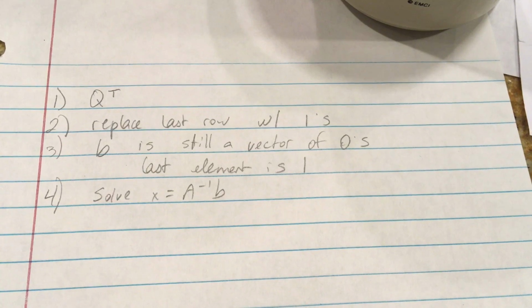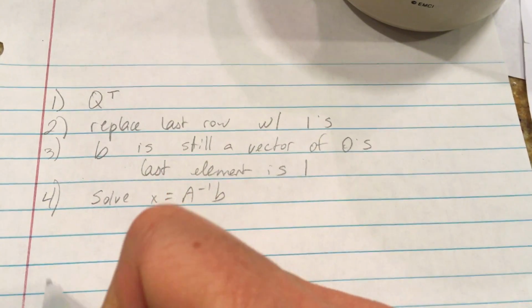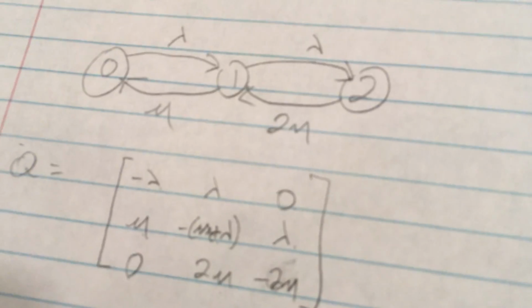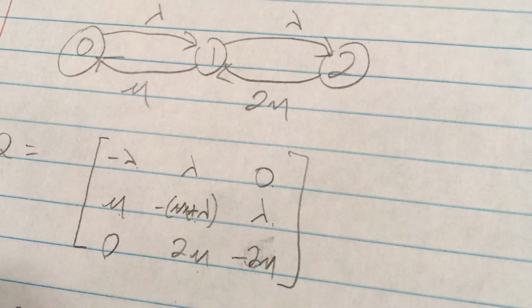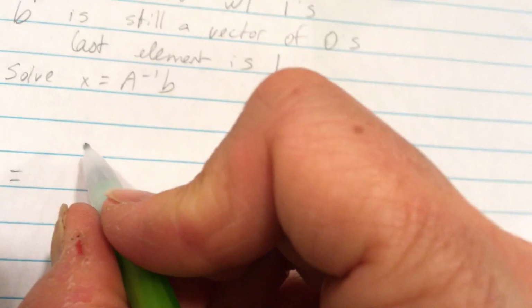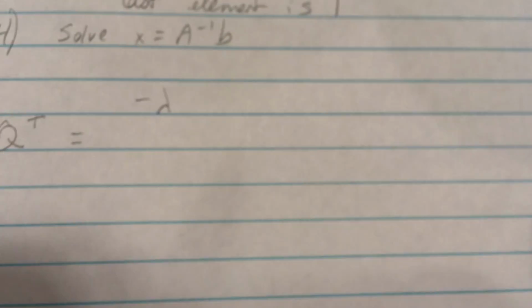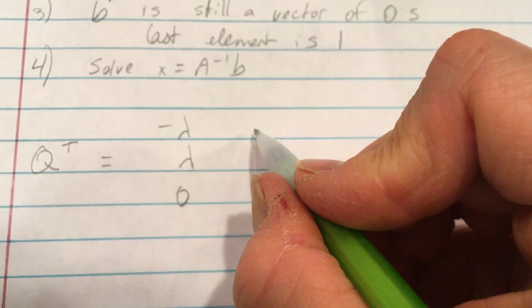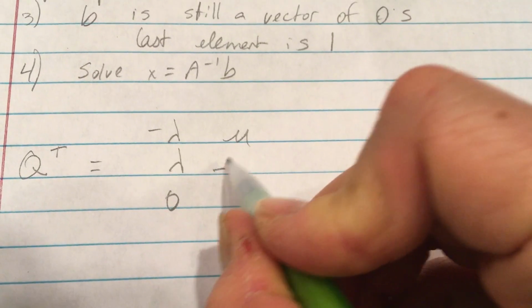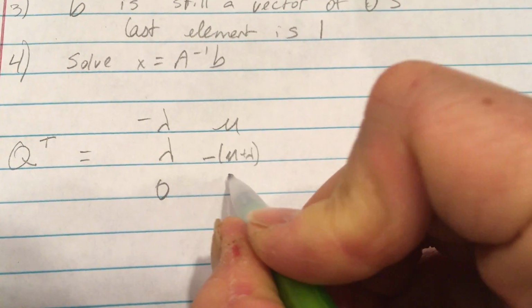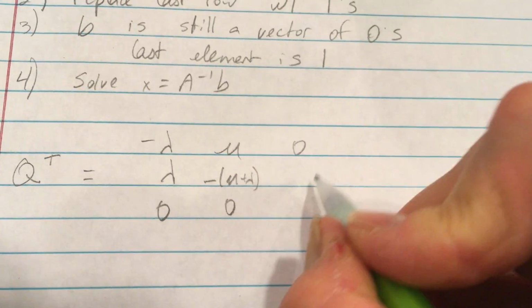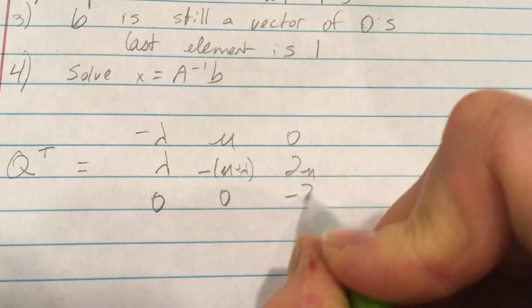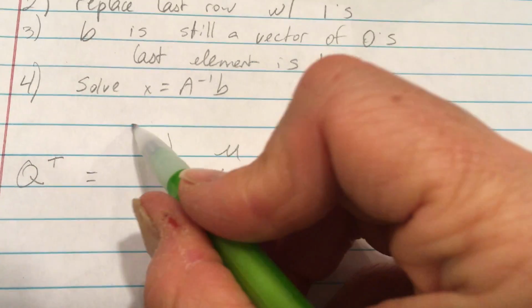So in our example, we had our transition matrix. So I'm going to start with Q. And here's our transition matrix. And I'm going to transpose that. And I'm going to have minus lambda, lambda, 0, mu, minus mu plus lambda, 0, 0, 2 mu, minus 2 mu. Okay.